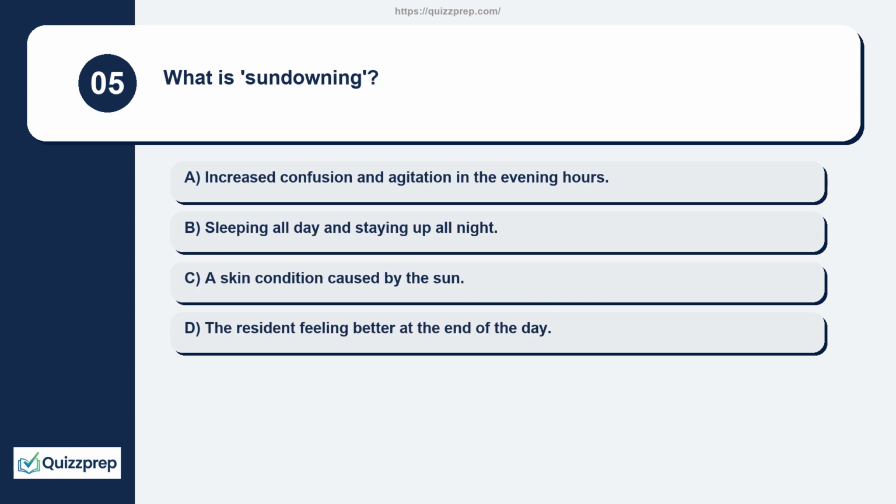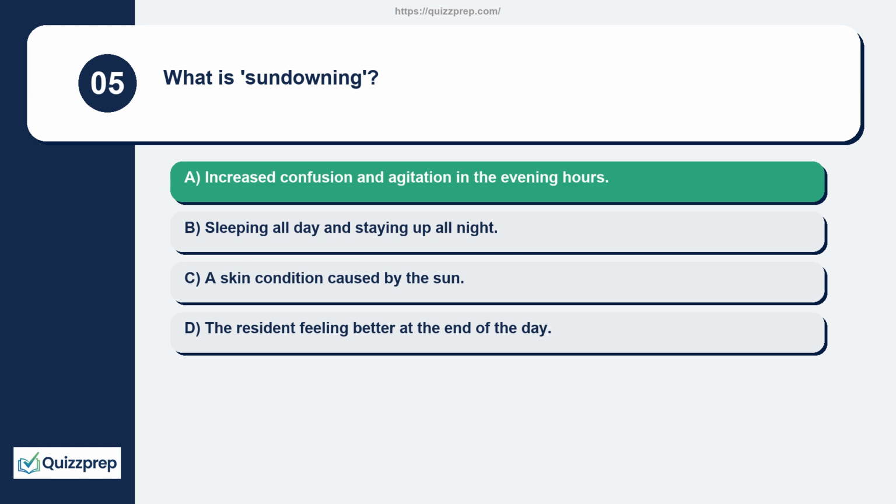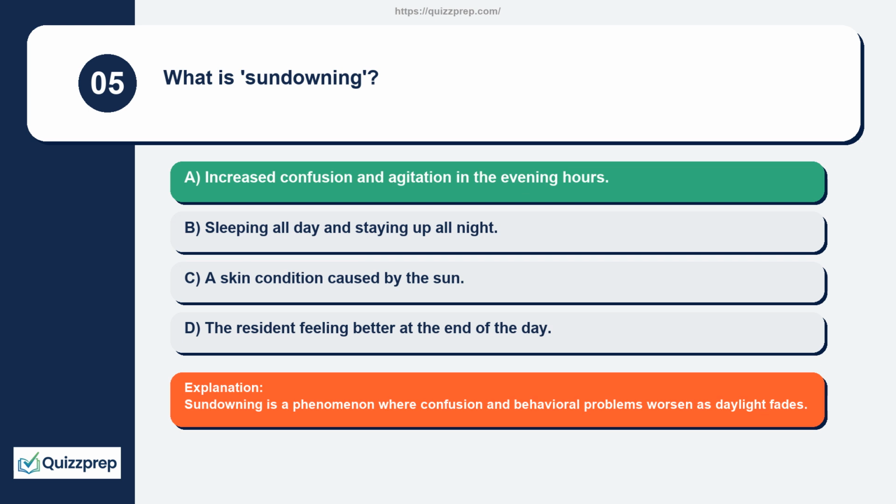Question 5. What is sundowning? Increased confusion and agitation in the evening hours. Sleeping all day and staying up all night. A skin condition caused by the sun. The resident feeling better at the end of the day. Sundowning is a phenomenon where confusion and behavioral problems worsen as daylight fades.